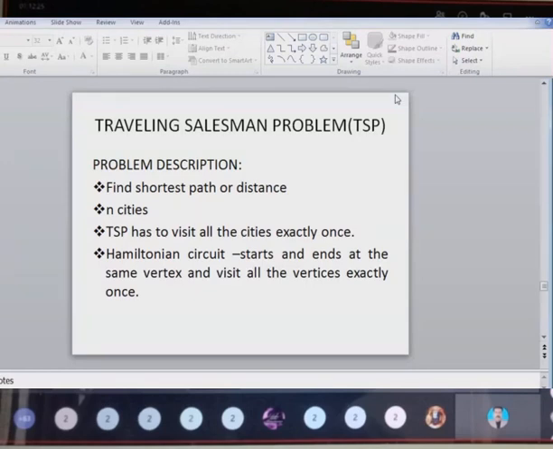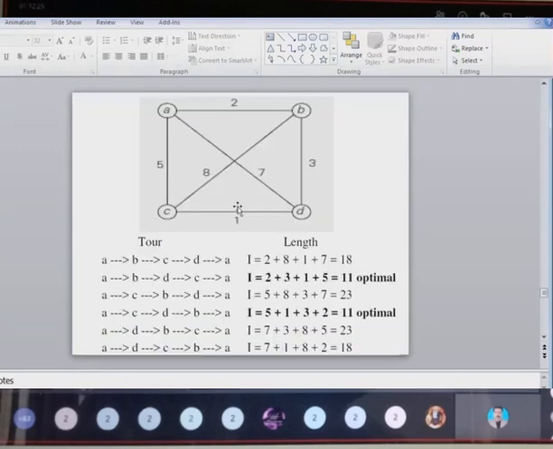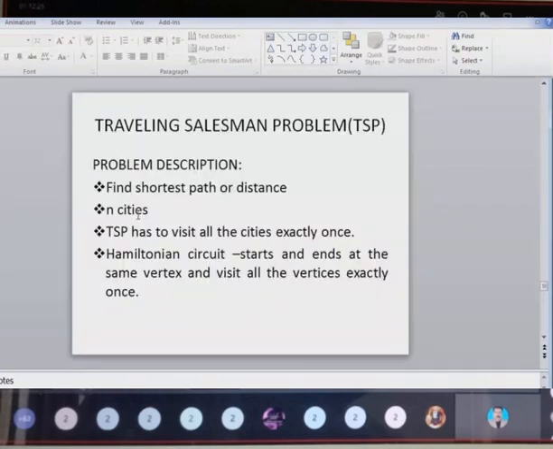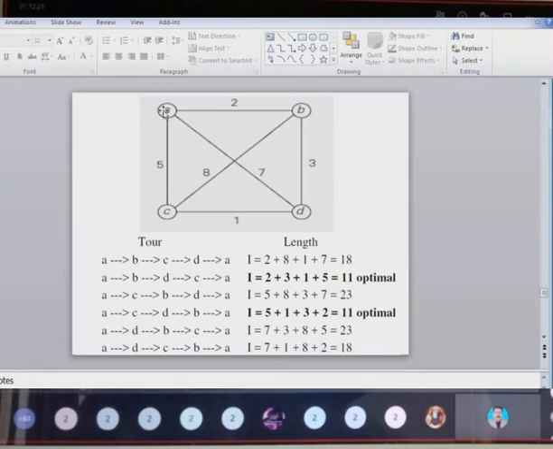Now consider n cities. Consider this graph. Here n is the number of cities. The traveling salesman has to visit all the cities exactly once. Here we have four cities: A, B, C, and D.